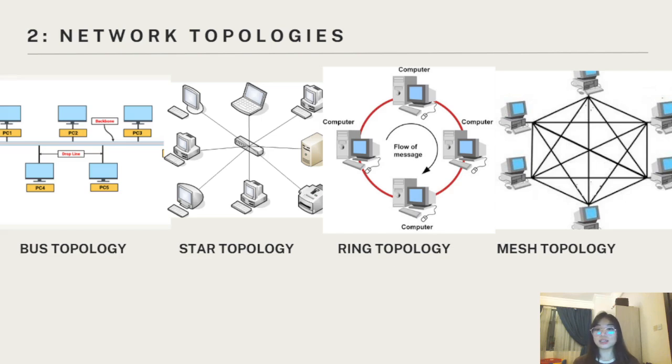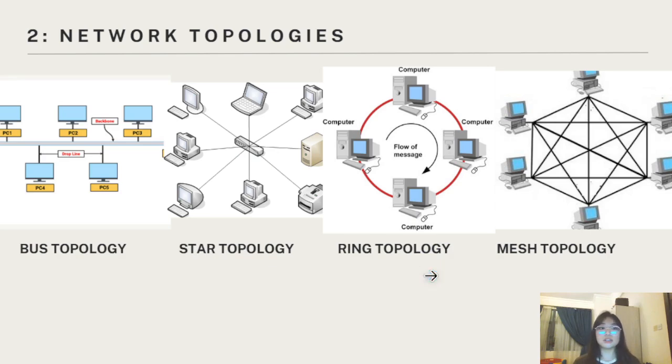And the next is star topology. So this happens when devices connect to a central hub or switch, and it is reliable because if one device fails, others are unaffected. And then next is the ring topology.